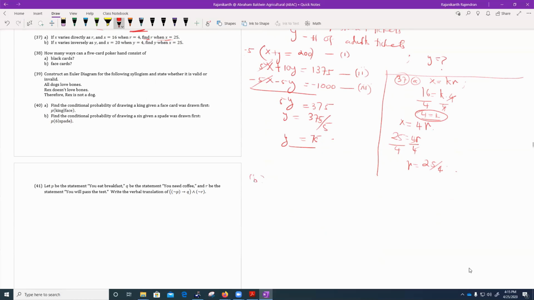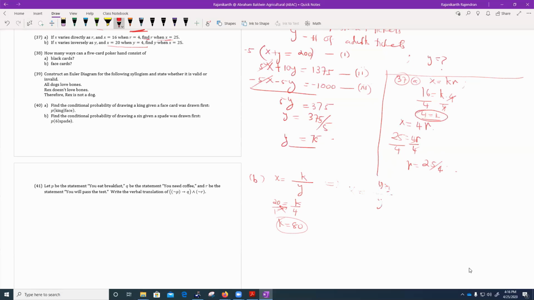The second part, x varies inversely as y. So if it is an inverse proportion, then that should be k over the variable y. So now again use the first piece of information to find the k. So when y is 4, x is 20. Okay. So that means my k should be, if you cross multiply, you will find k. So k is 4 times 20, which is 80. Once you know k, go back to your equation and replace k by 80. So that means our equation is now x equals 80 over y.